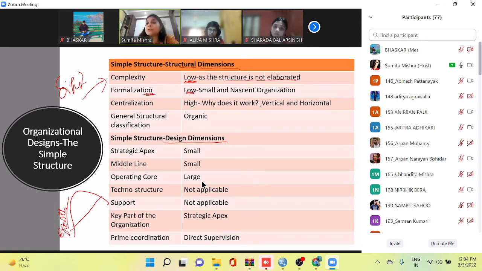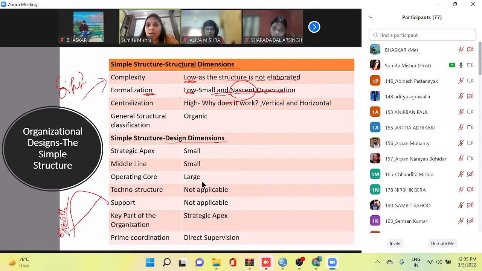Now, what is the next? Formalization. Formalization is also low. Why? Because it is a small and nascent organization. What is the meaning of this word nascent? Nascent is new. Okay. So there's nothing much to formalize. Formalization will happen only when there is security in the market. Right now, you're just exploring opportunities. Okay. So it's a small organization. It's a new organization. So you don't have too much formalization. So complexity is low, formalization is low.